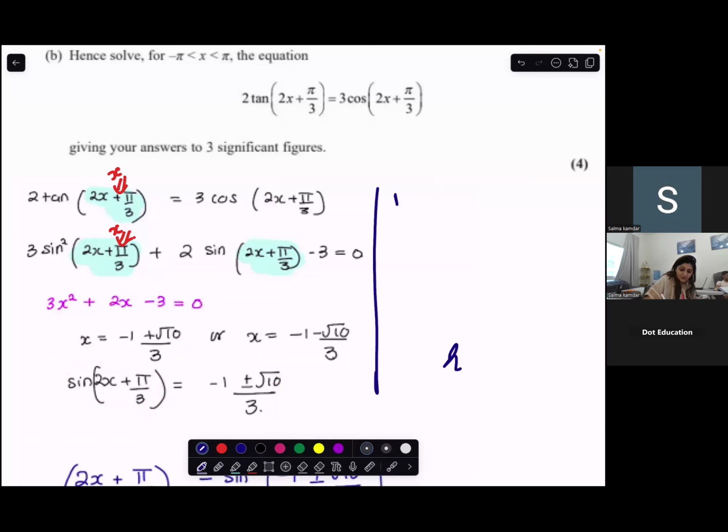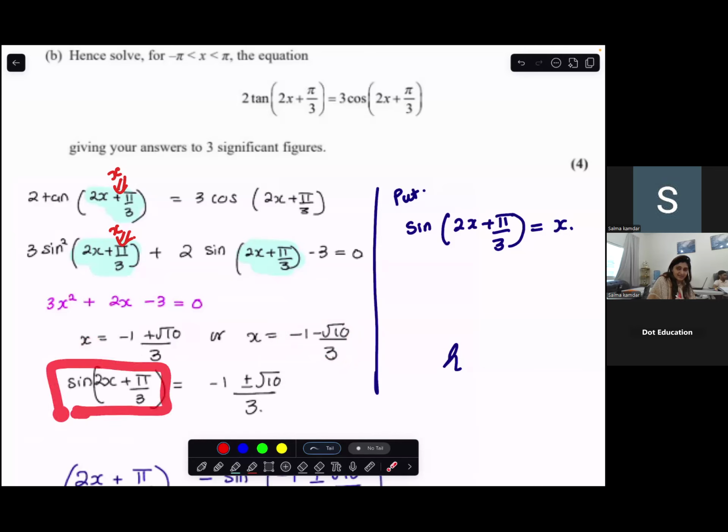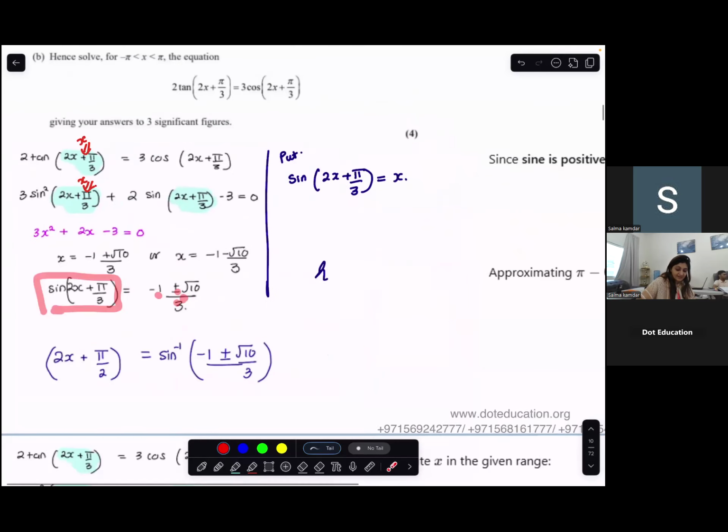So my substitution was: put sine of 2x plus pi by 3 equal to x. This was my substitution. So when I found the roots of my x, that is minus 1 plus root 10 by 3 or minus 1 minus root 10 by 3, I have resubstituted. Can I say that sine of 2x plus pi by 3 is minus 1 plus or minus root 10 by 3? Yeah, fine. So I can find my sine inverse.